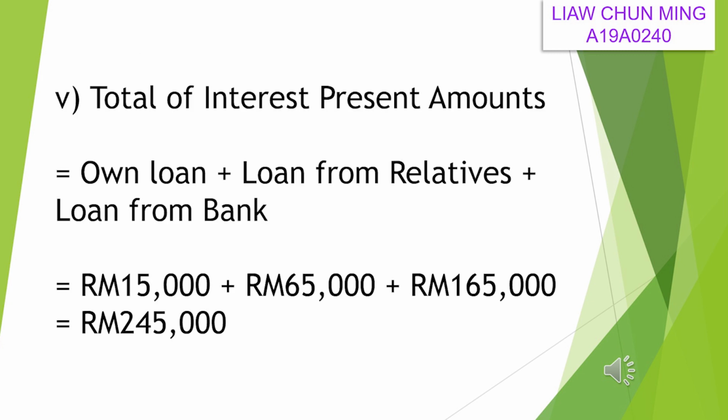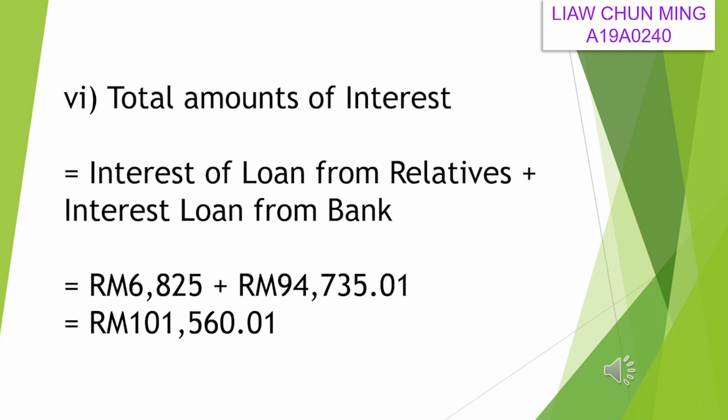Next is the total of the interest present amount. We use the own loan plus the loan from relative and the loan from bank. So we get the total interest present amount of 245,000. Next is the total amount of interest. So we use the interest of the loan from relative plus the interest of the loan from bank. So we get the total of 101,560 and 1 cent.